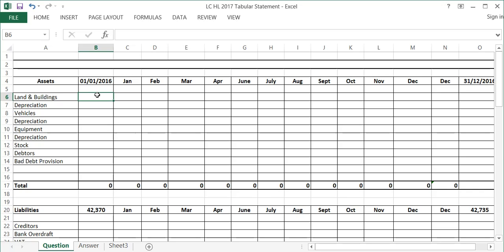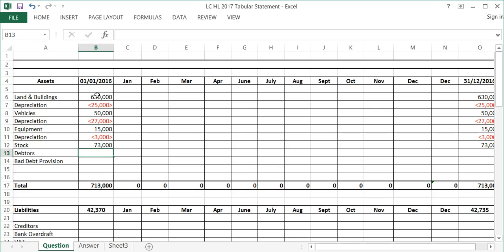So in the question, land and buildings are 630,000. The depreciation of land and buildings is 25,000, and your depreciation will go in as a minus. Vehicles are 50,000. Depreciation of vehicles 27,000. Equipment is 15,000. Depreciation of equipment is minus 3,000. Stock is 73,000.